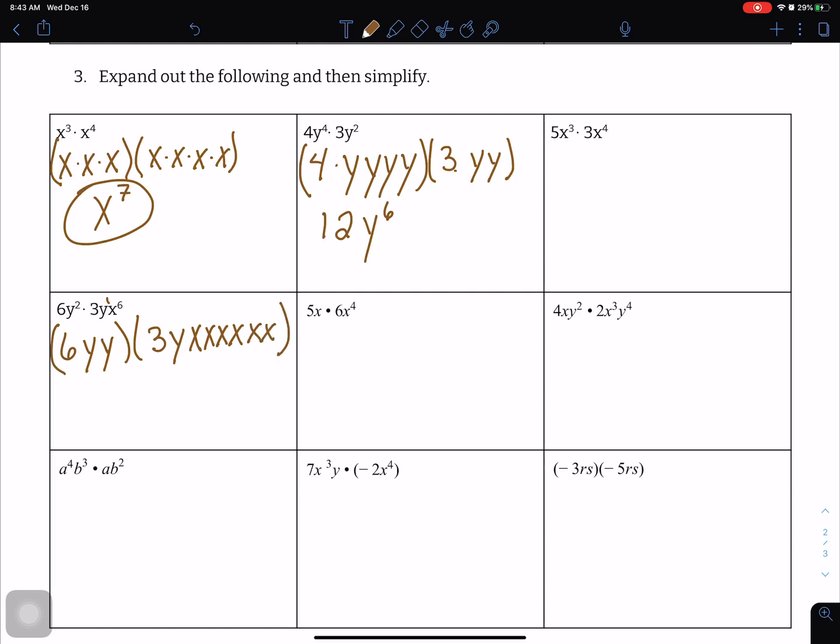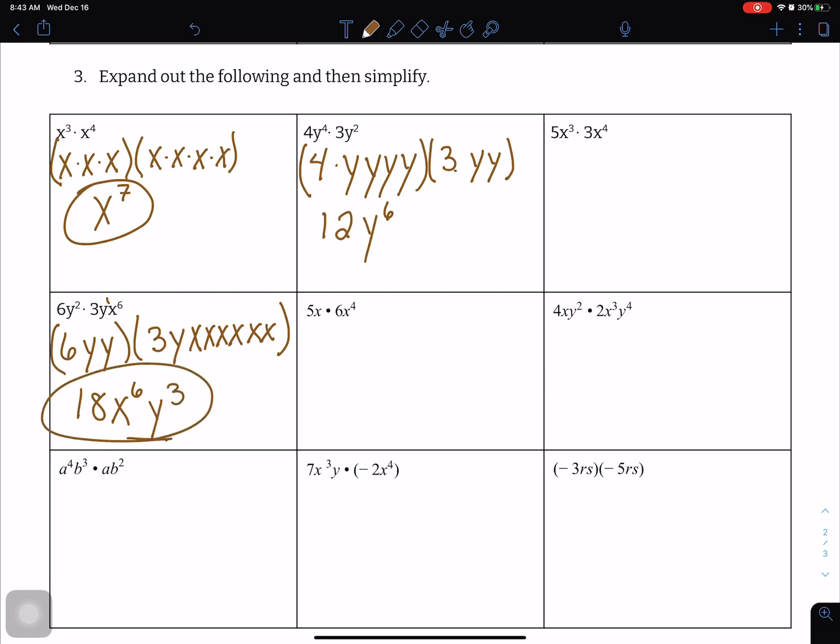To simplify, I am multiplying my numbers. 6 times 3 is 18. I'm not going to mark it wrong if you don't do them alphabetically, but I'm going to do them alphabetically. In the end, that does help us out. I'm going to count up how many x's that I have. 1, 2, 3, 4, 5, 6. So it's going to be x to the 6th. And then I count up how many y's I have. 1, 2, 3. Y to the 3rd. And that's, again, my simplified.